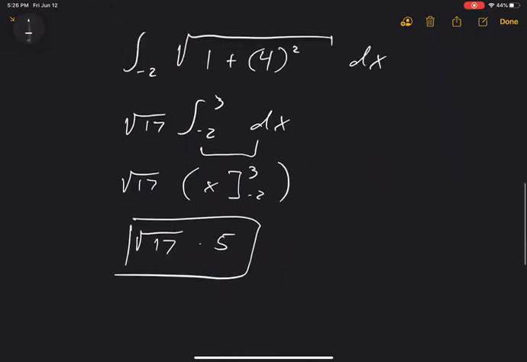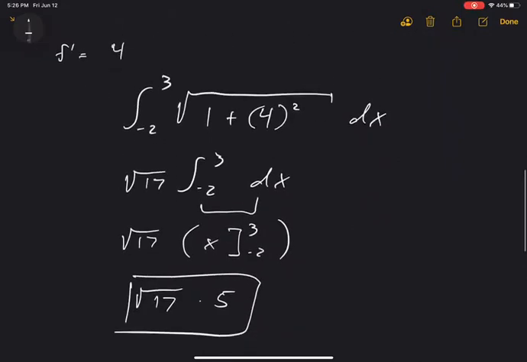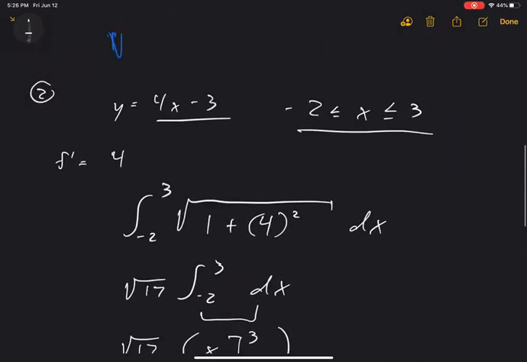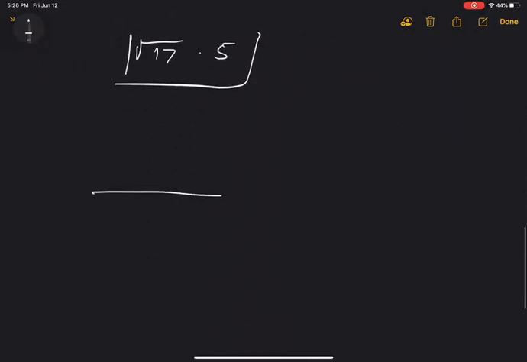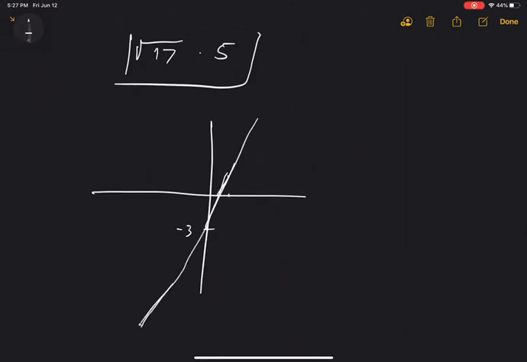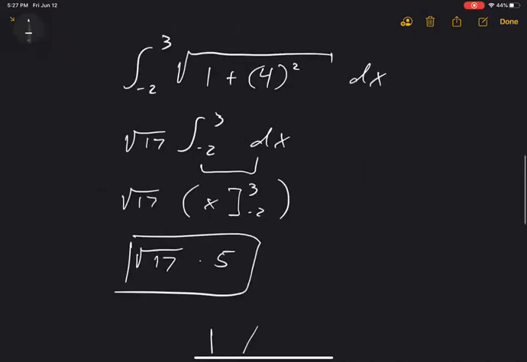They do say you can verify this by using the distance formula. Okay, so since this is just a line, right? This is just our original equation, just a line, right? So what does that look like? Okay, it's got y-intercept -3. I got slope 4. So I'll do a rough sketch real quick. It looks like this. Okay, and we're measuring the length of this curve from -2 to 3.